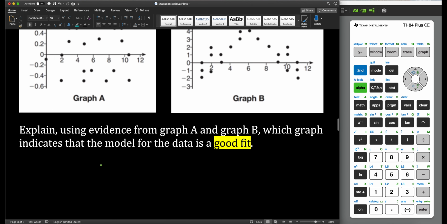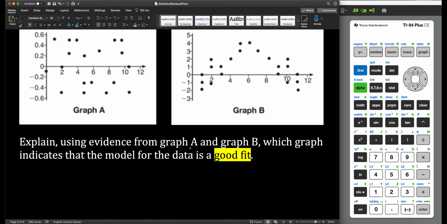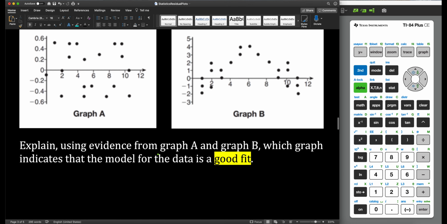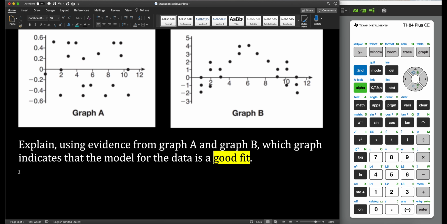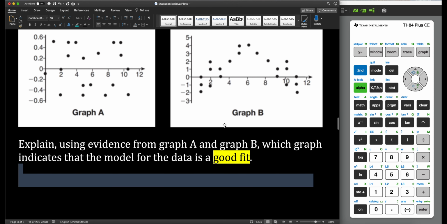Now, here's what it says. Explain, using evidence from graph A and graph B, which graph indicates that the model for the data is a good fit. So remember, that's just us memorizing what a good fit is. Remember what we said about a good fit. A good fit is no pattern and close to the x-axis. Well, which of these graphs is no pattern and close to the x-axis? Well, graph A.